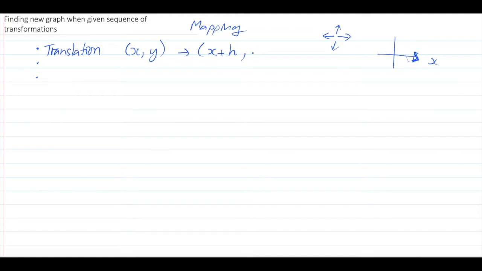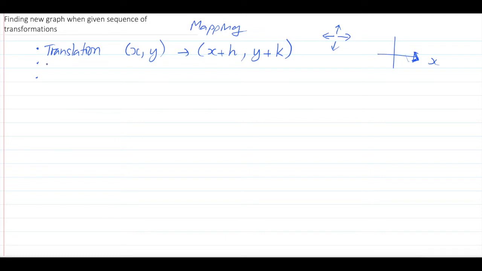Same thing with the y. If the graph is shifting up, then you put a positive value, so y plus 2, for example. But if it's shifting down, then you put y minus 2. It's very simple, nothing confusing at all. That's translation using the mapping technique. So your coordinates x and y become x plus h, y plus k. We'll go through an example later on where you can see it in action.